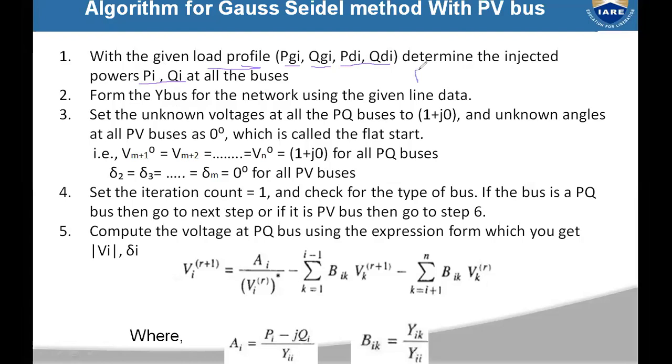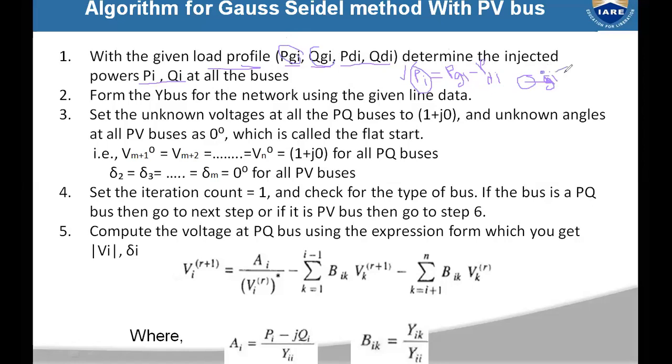Now, the real power injection PI is equal to the P generation at the ith bus, PGI, minus the P demand at the ith bus, PDI. The difference of this is the injected power. So if they give this load profile, generation and demand, then you have to calculate the injected power into the bus, which is the difference of generation minus demand. In a similar way, for QI also, the reactive power injected at the ith bus.